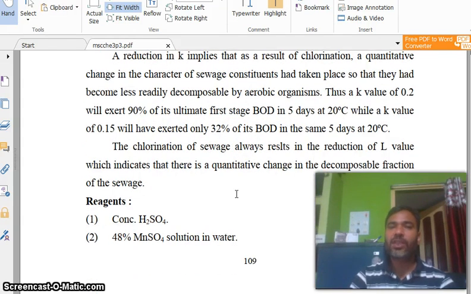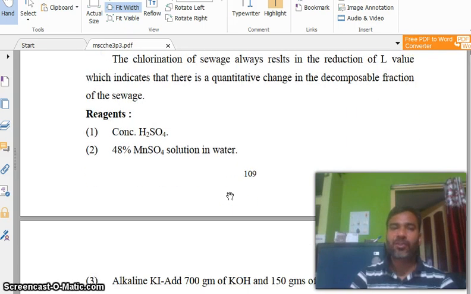So, the chlorination of sewage always results in the reduction of L value, which indicates that there is a quantitative change in the decomposable fractions of sewage.